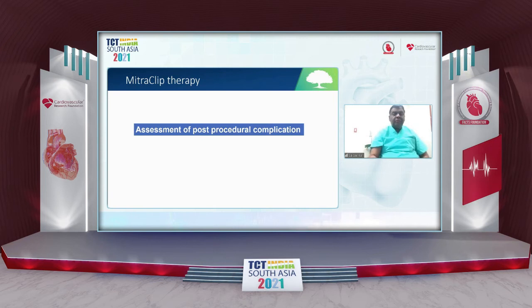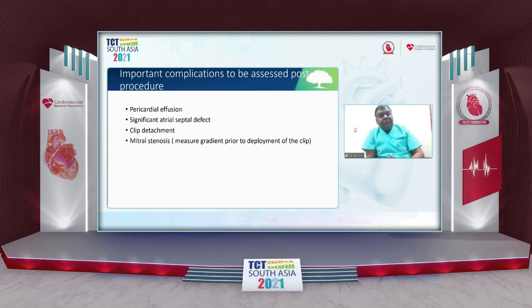Now, assessment of post-procedural complications. There are some important procedural complications that can occur. These are some of them: pericardial effusion, significant atrial septal defects, clip detachment, and mitral stenosis during the procedure. So we start with pericardial effusion.